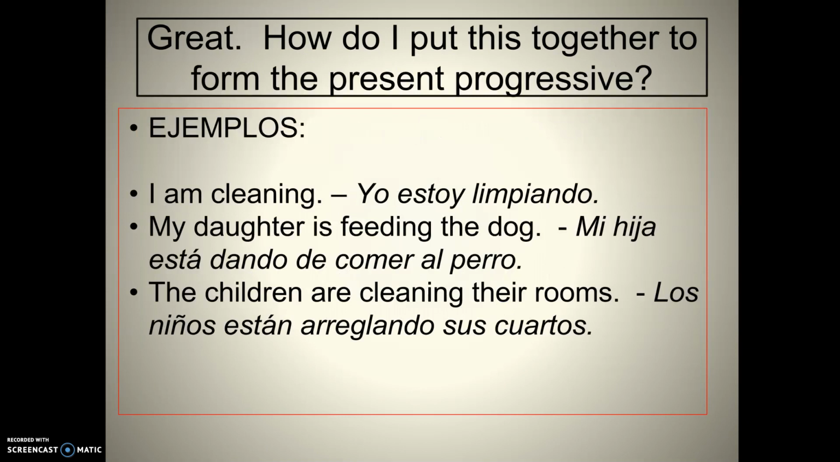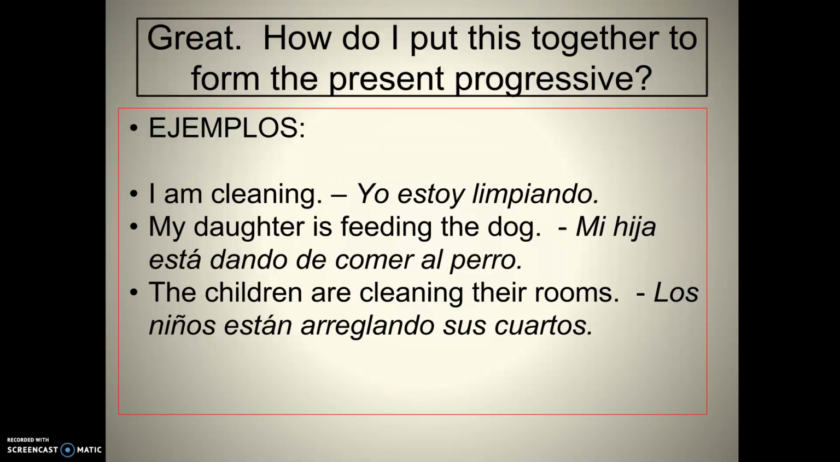Look at the examples on this slide here, before you do números 1 a 4 at the top of página 2, to make sure that you have a visual and a quick review as to how to put this together to form the present progressive. You'll note that each of these sentences in English has both a helping verb.